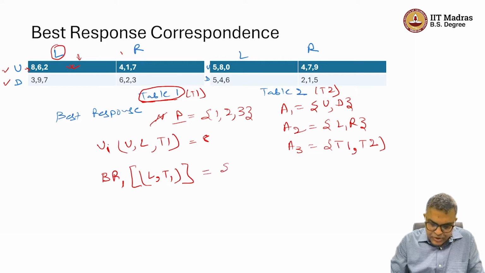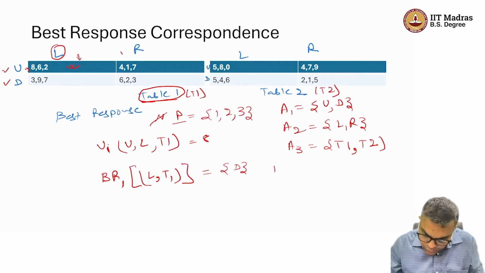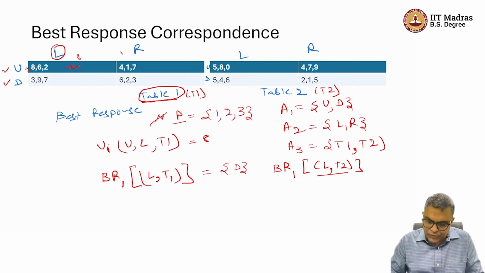So, the best response from player 1 is to play U, and that is how we can get the best response. This is a correspondence, that here we were talking about the argument that maximizes. We can look at BR1 if player 2 is playing L and player 3 is playing T2. Notice that this is a deleted action profile or deleted strategy profile. We have deleted what player 1 is going to do.